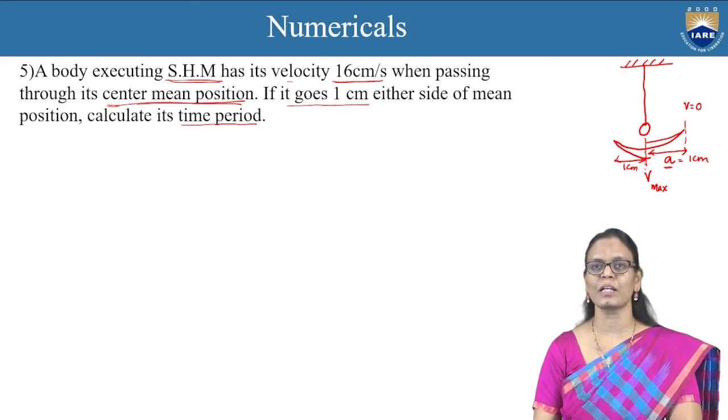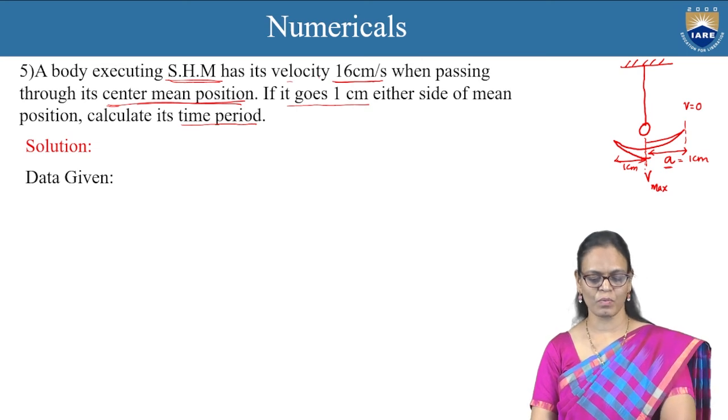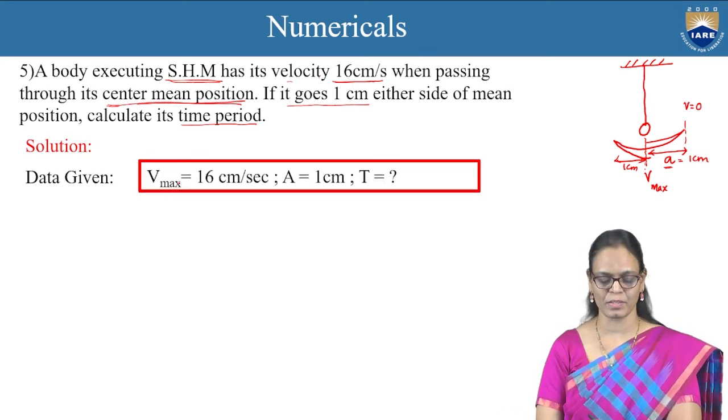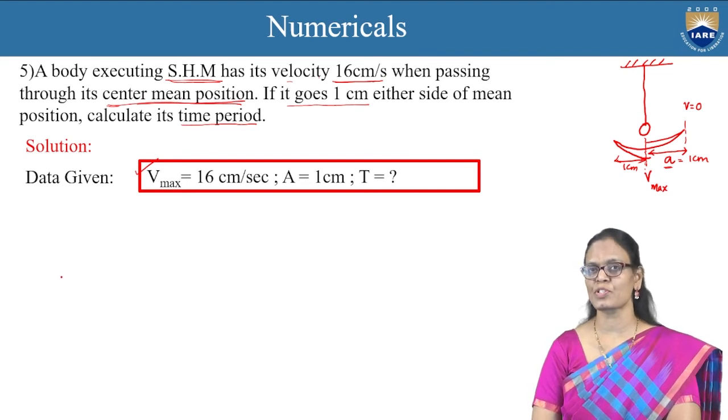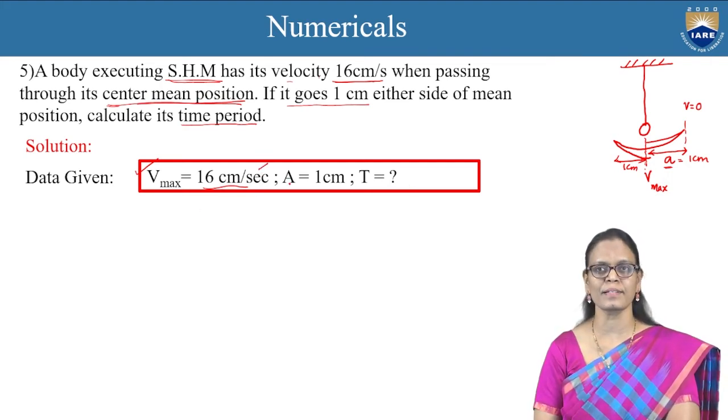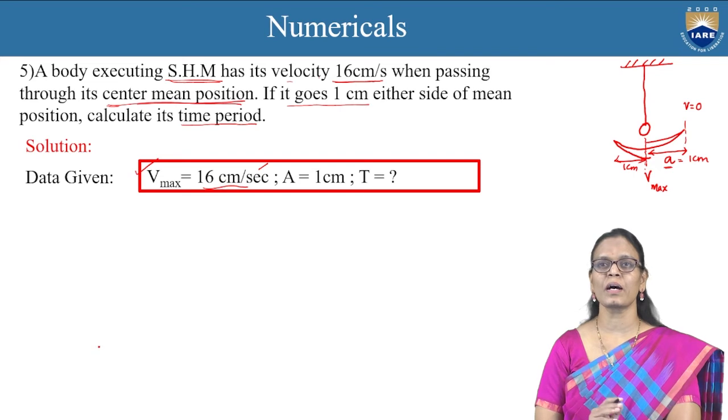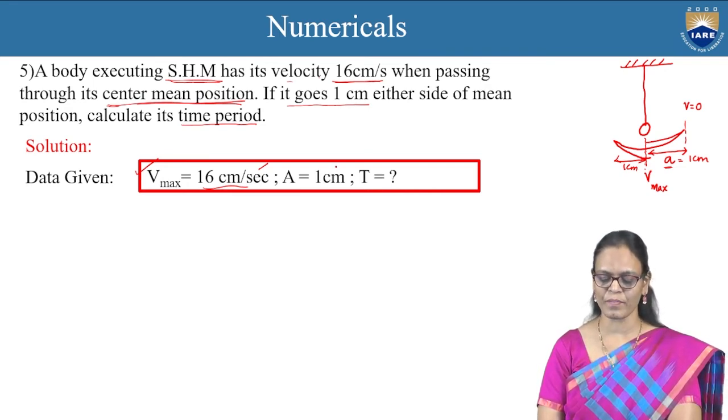So let us now do the numerical. First write the data. What is given? We are considering the Vmax. Why Vmax? Because at the center position it is maximum, 16 centimeter per second. See, here the units are in CGS system. If all the given quantities are in CGS, we can continue doing the numerical in CGS system. Only if they are mixed, meaning one quantity is in SI system and the other is in CGS, we may have to convert into the same system and do the numerical. So here we will continue in the same system, that is CGS system. The amplitude is given as 1 centimeter and we have to find the time period.